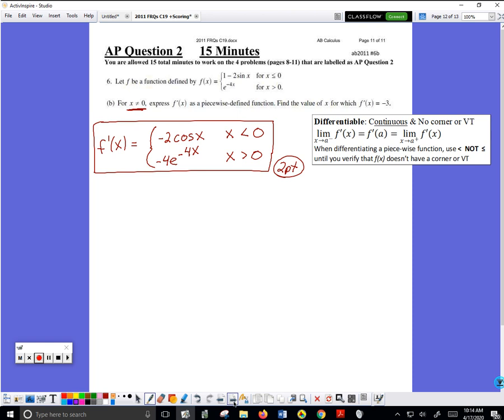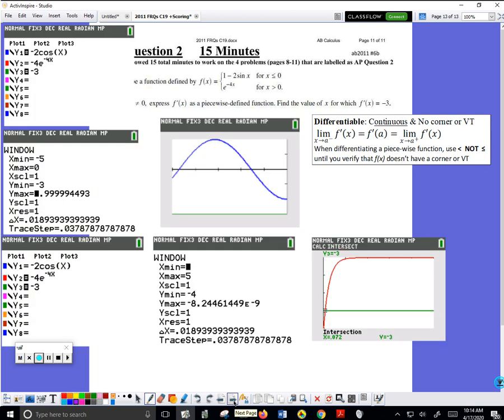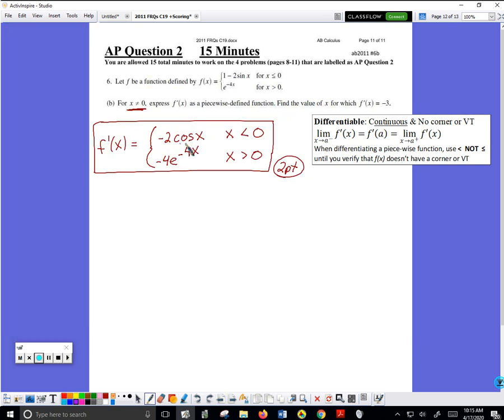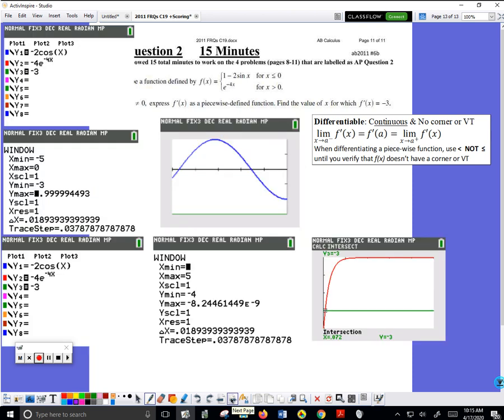So what I did is I put into my calculator the two formulas that comprise my f prime. I also put in negative 3. I first said, okay, my f prime formula, this portion of it is for when x is less than 0. So in my calculator, I turned on this, turned this off, that one's on, and I did a window from negative 5 to 0.